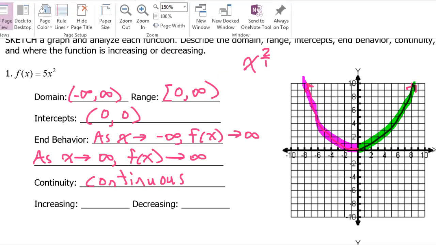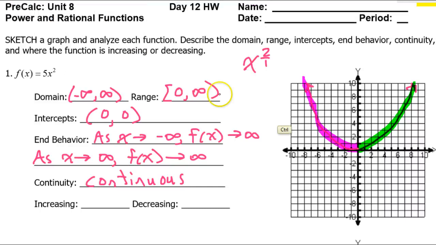Okay, so my increasing interval is from 0 to infinity. Okay, my decreasing interval is from the left all the way up to 0. So that's negative infinity up to 0. Notice that right at 0, it's neither increasing nor decreasing. So that's why we use parentheses at 0 to show that 0 itself is not included in the increasing or decreasing interval.